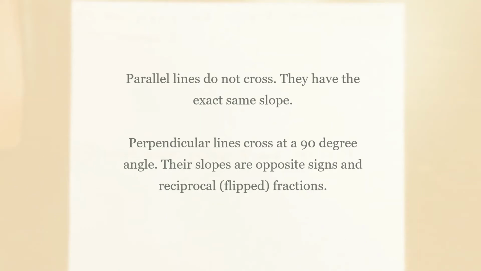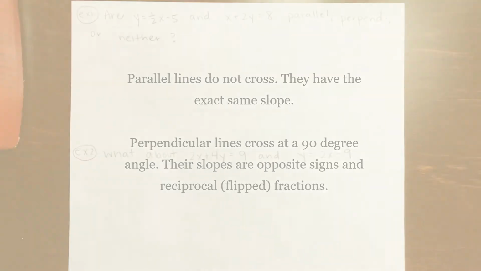Parallel lines do not cross. They have the exact same slope. Perpendicular lines cross at a 90-degree angle. Their slopes are opposite signs and reciprocal fractions.